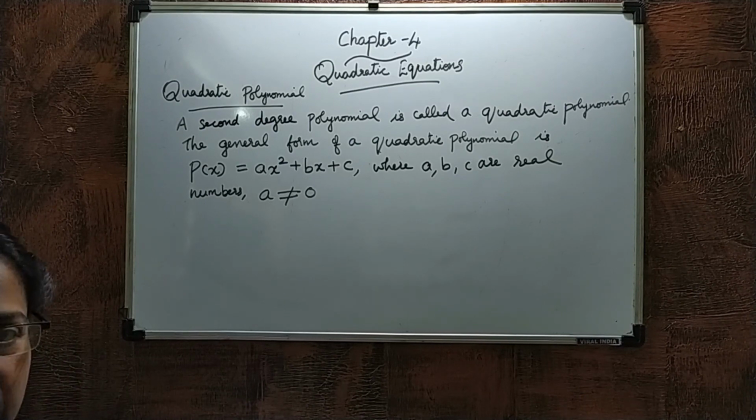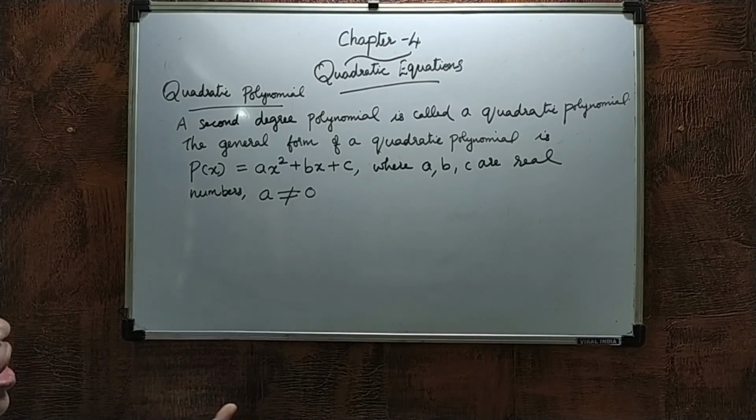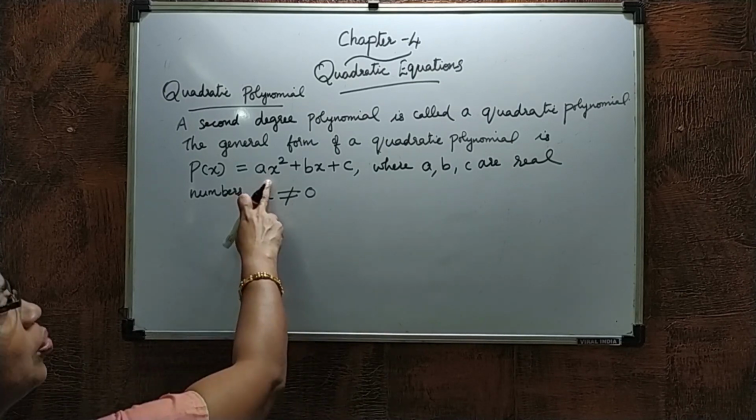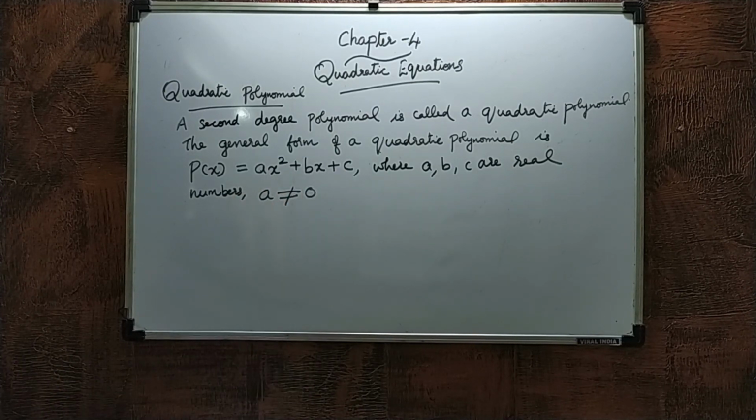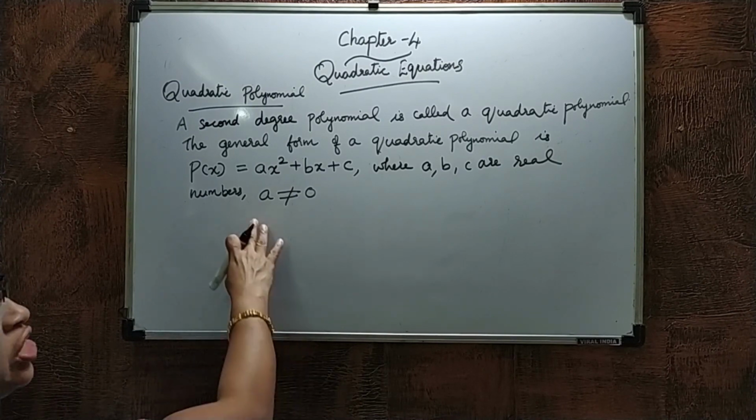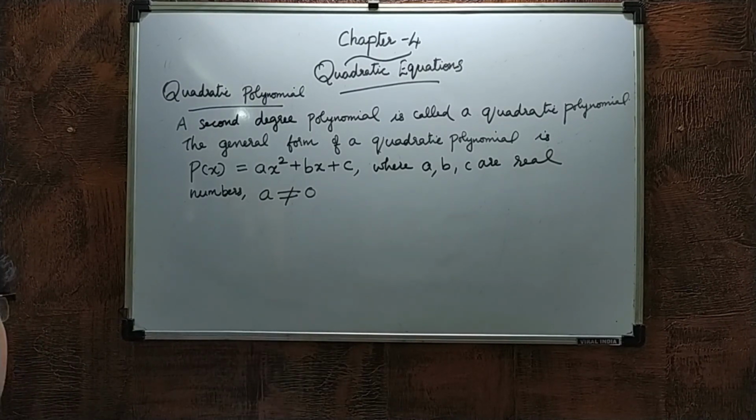Quadratic polynomial we have studied in second lesson, and you have to remember like this, it is a second degree polynomial. Degree means highest exponent. Clear? So the polynomial which has the highest exponent as 2, that polynomial is called as quadratic polynomial. And the form is ax square plus bx plus c. Clear? And the condition is a should not be equal to 0 and a, b, c are real numbers. Clear? Now we will start the quadratic equations.